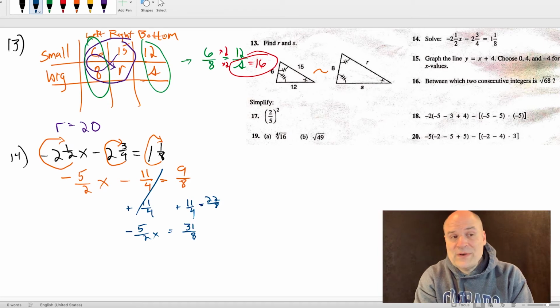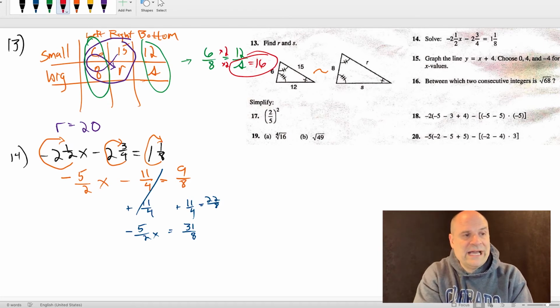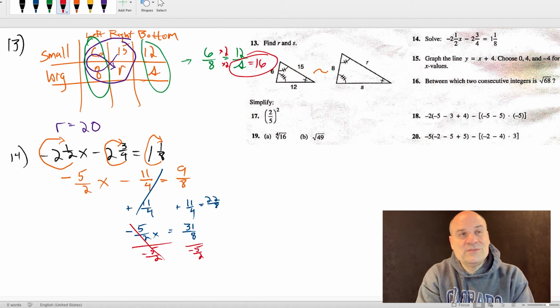All right, now what do? Well, this negative 5 halves is multiplying by the x, so to get rid of multiplication, we divide. That's multiplication's enemy. So we're going to divide both sides by negative 5 halves. Now, a lot of you at this point will try to copy dot flop, and you're going to copy the negative 5 halves and you're going to flop the 31/8. Don't do that. That's wrong. Remember, you flop what you're actually dividing by. You're not dividing by 31/8. You're dividing by negative 5 halves. All right, so let's do that.